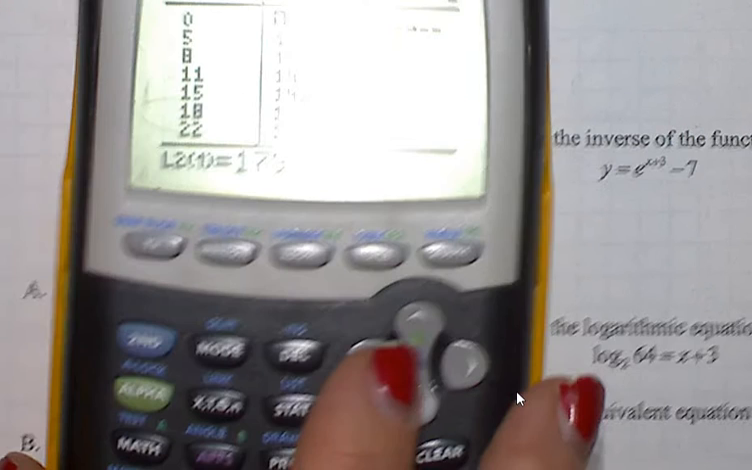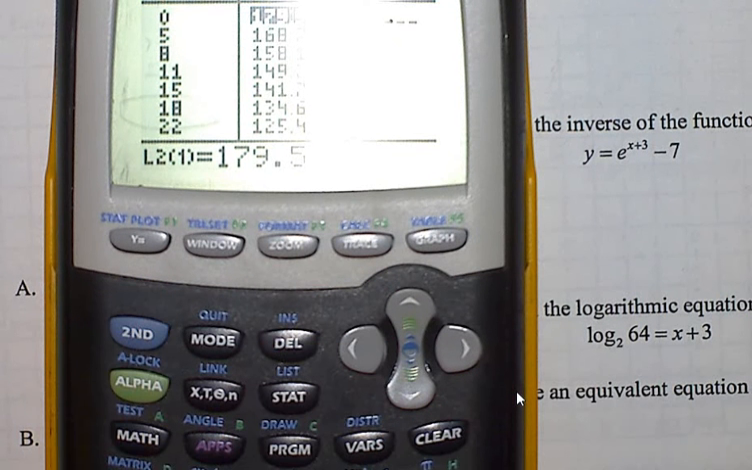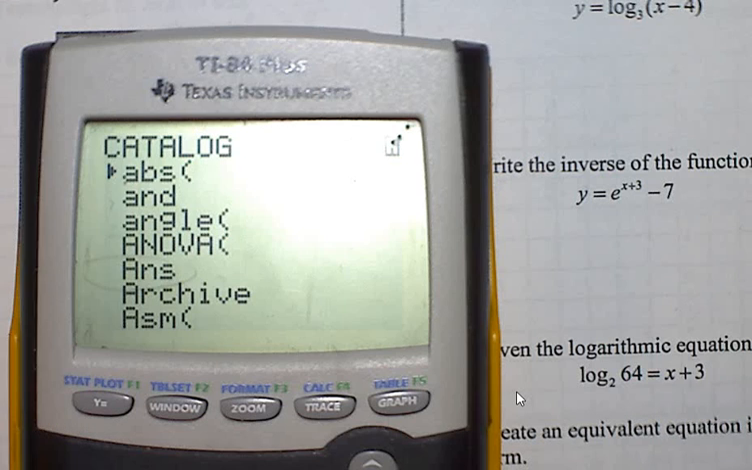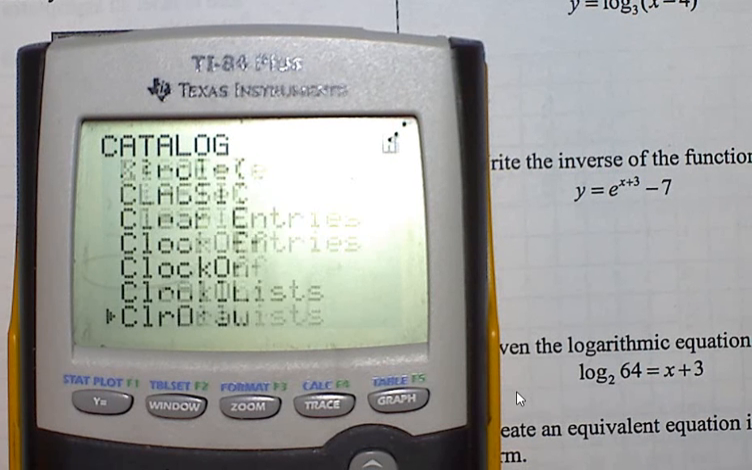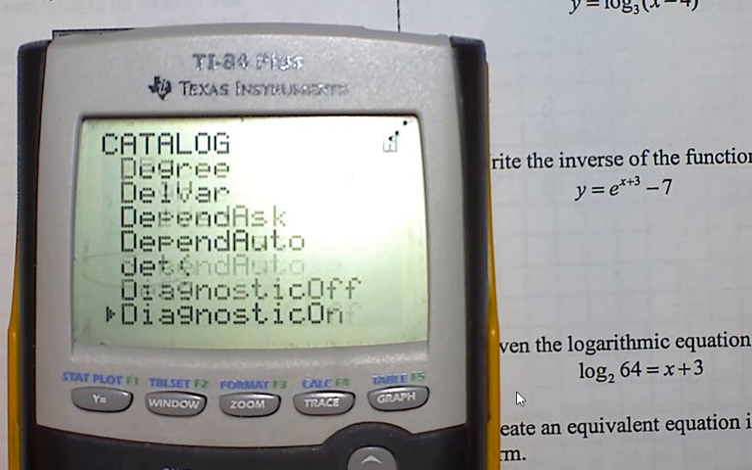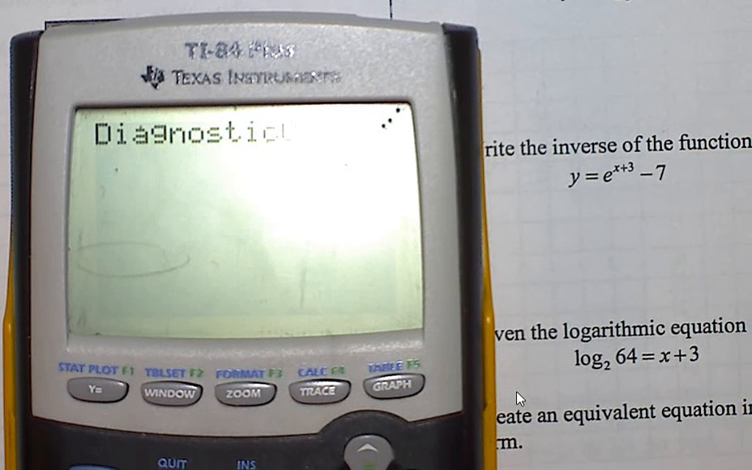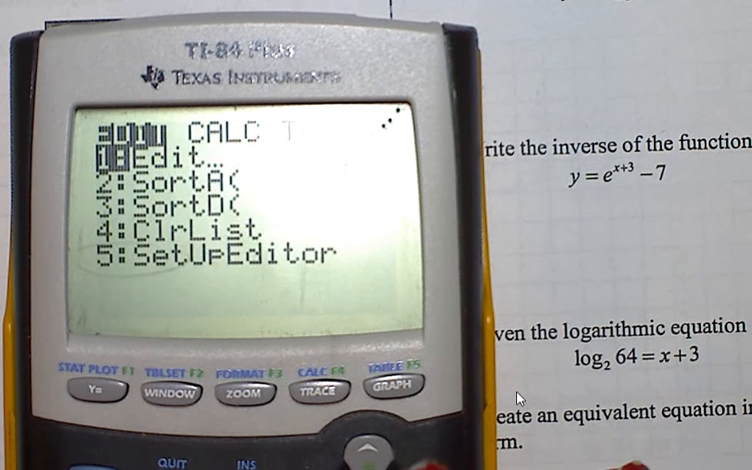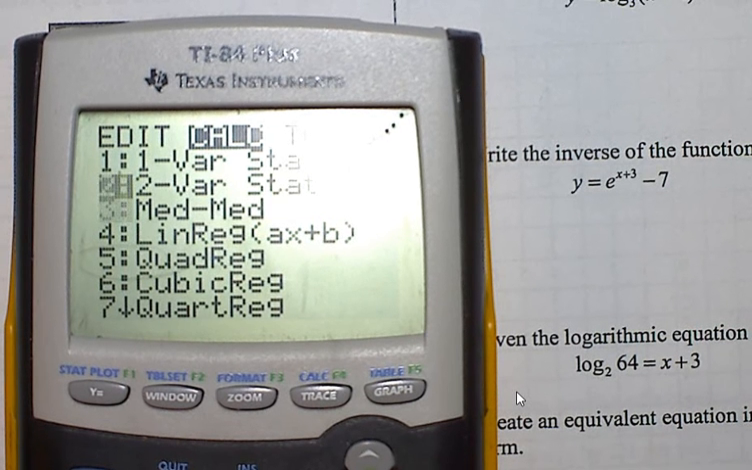Now, it's been months since we've done this. Please hit second, go down to catalog, hold down the arrow key until you find diagnostics on. Once you find it, press enter twice. Then hit stat, calculate, and it already says please find the exponential regression for part A.